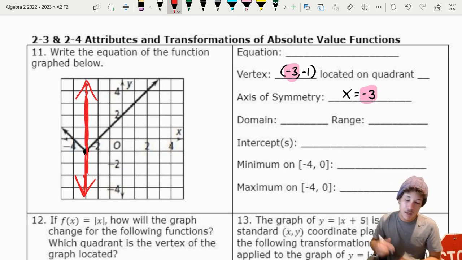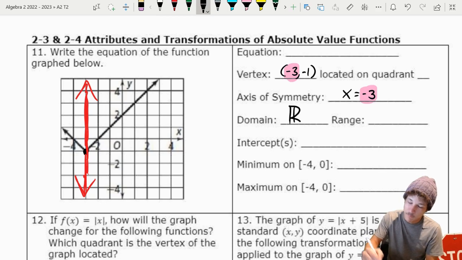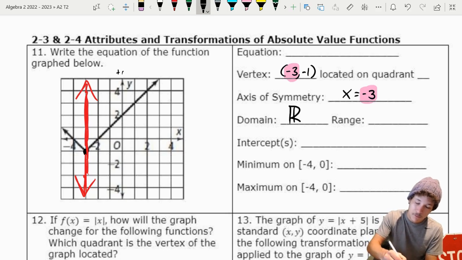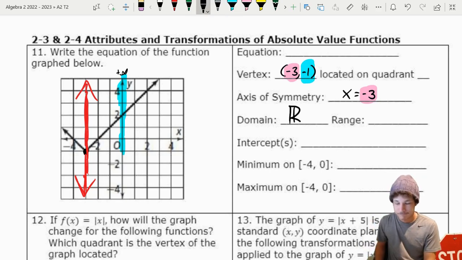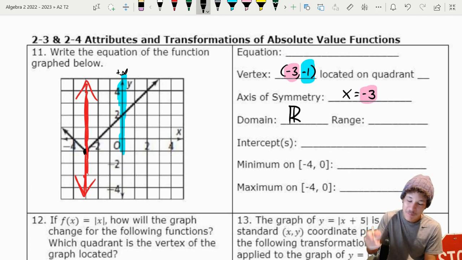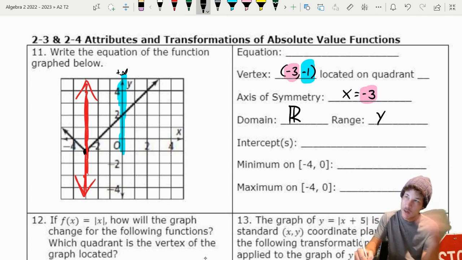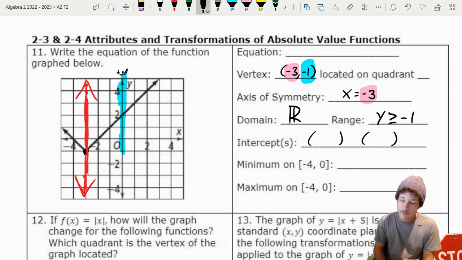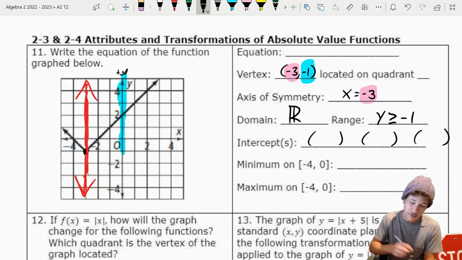Okay, the domain is all real numbers, and that's pretty much for all absolute value functions. It's going to be all real numbers because it goes left and right forever. The range does go to positive infinity on the y-axis, but the range does not go to negative infinity. It actually stops right here at -1, which, wow, what a coincidence. Look at that. It just works out. So it's going to be all of my y values above that number, so greater than or equal to -1. The intercepts, let's see, it intersects the x-axis in two places, so I'm going to need two coordinates. And it intersects the y-axis in another place, so we'll need a third coordinate.